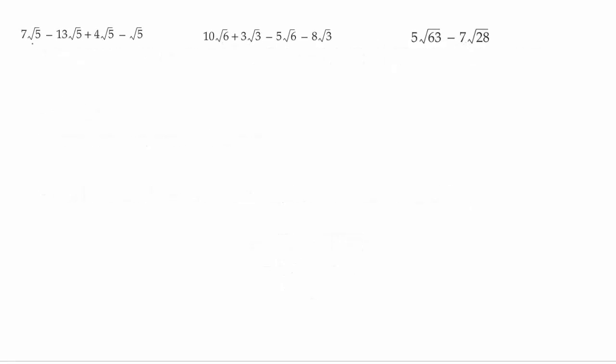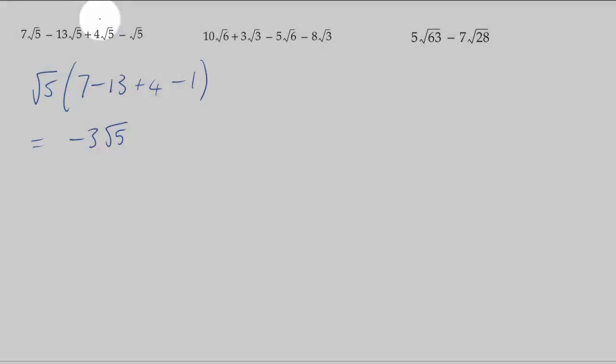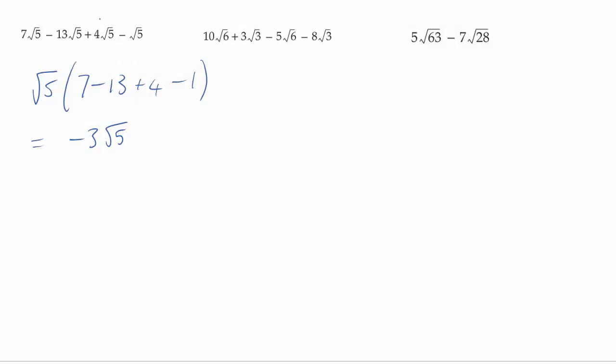So the first one, we can see that we have all like terms. It's root 5, root 5, root 5, and root 5. So it's as simple as taking the root 5 out and looking at the maths which is left behind. So we've got 7 minus 13 plus 4 and minus 1. So if we do this maths, we end up with negative 3 root 5. All you need to do is put this in your calculator, and you'll see that they're exactly the same.